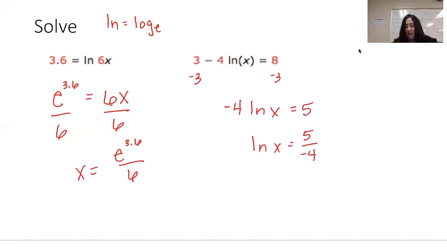Now again, to solve this, we have to change it to an exponential. So it would be e to the negative 5/4 equals x. One thing that you have to check on these is you should always check your solutions, because you can never take the log of a negative number. So it is important to check that. Again, if you look at this, e to a power will never be a negative, so that would work. This would be an exact solution. Again, to get the approximate, plug it in your calculator.